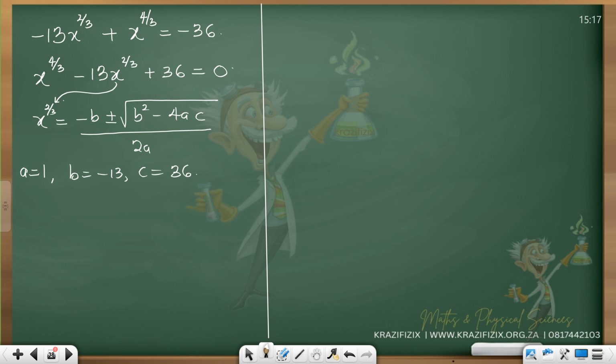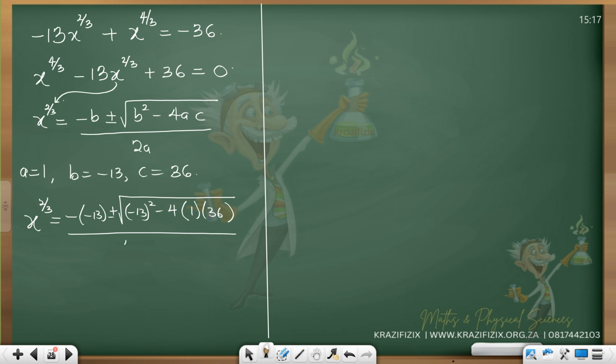But I really advise that we try to factorize. I just want to show you that it's also possible to walk around like this. Let's test it. So I'm not looking for x. I now have x to the power 2 over 3 equals minus b plus or minus the square root of b squared minus 4ac, over 2a. We put this in a calculator. Let's see what we are going to get.